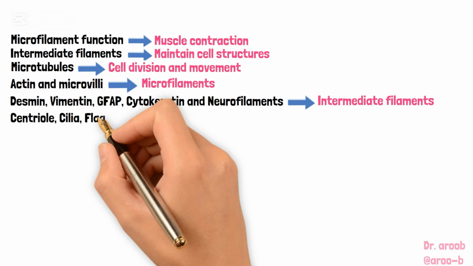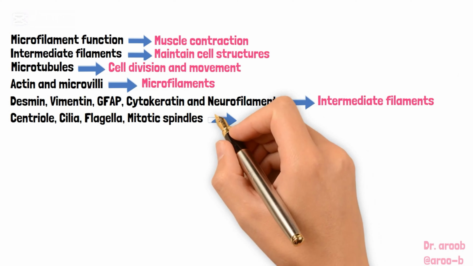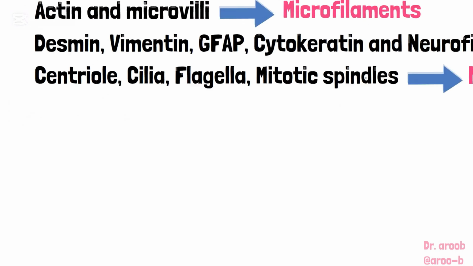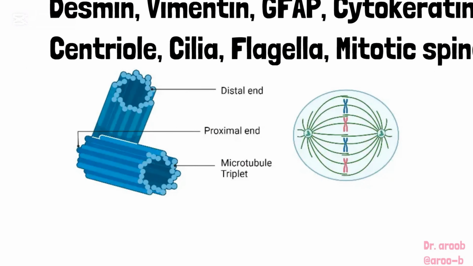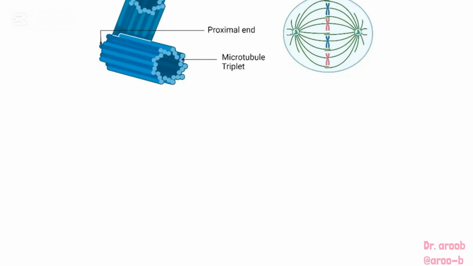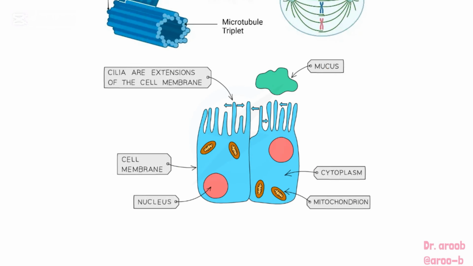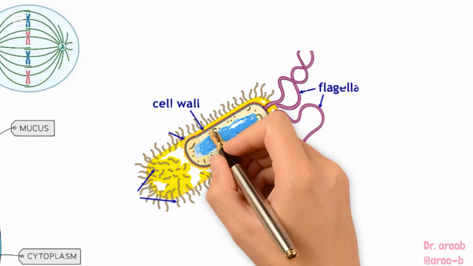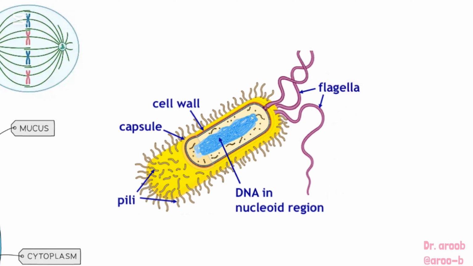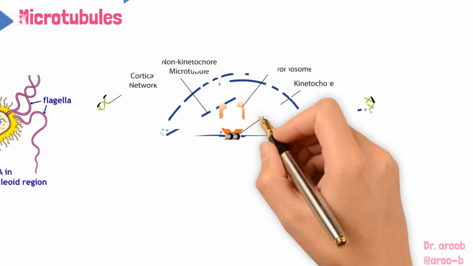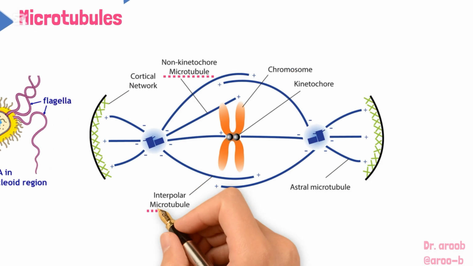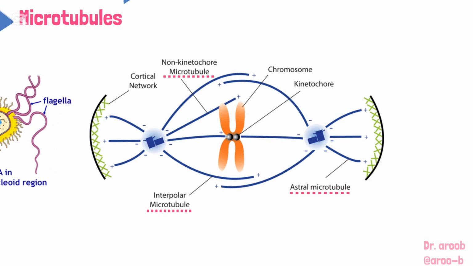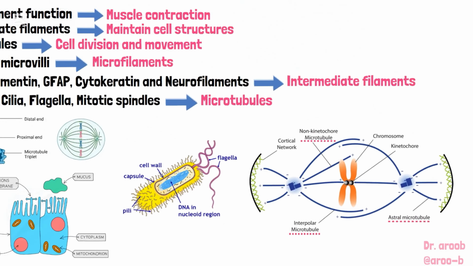Centrioles, cilia, flagella and mitotic spindles are examples of microtubules. Centrioles are short cylindrical structures composed of microtubules, found in pairs, and form the centrosome. Cilia are involved in movement of fluid or substance across the cell surface. Flagella are longer, fewer in number and involved in cell movement. During cell division, microtubules organize into a structure called the mitotic spindle, which is responsible for separating chromosomes into daughter cells.